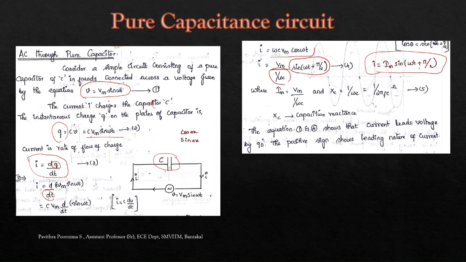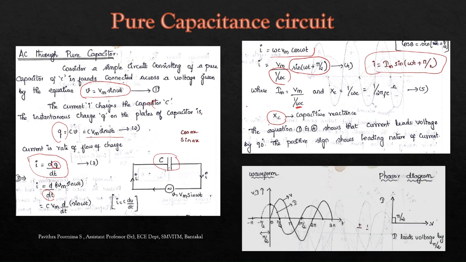Plus means leads, minus means lagging. So Im is Vm divided by 1 by omega C. Omega is the angular frequency, which is 2 pi f. 1 divided by 2 pi fC is nothing but the capacitive reactance. So current leads voltage by pi by 2, meaning 90 degrees.